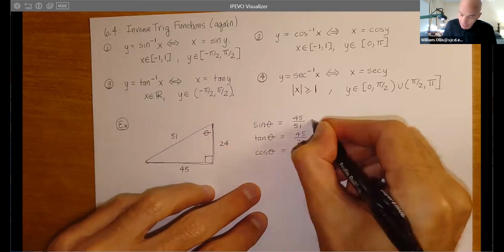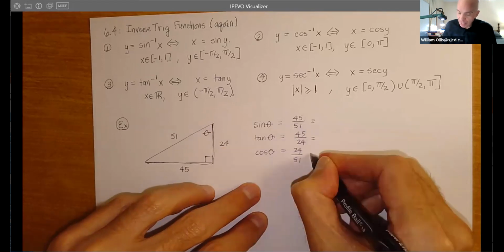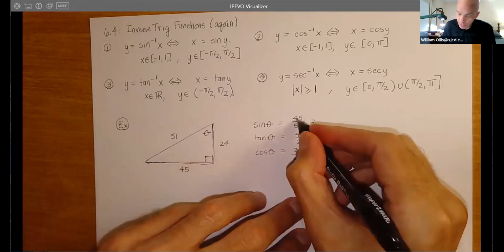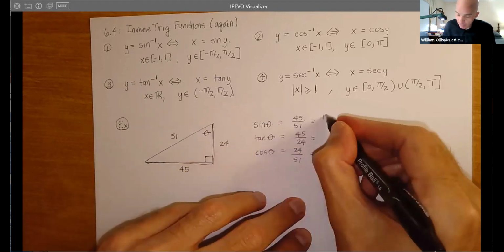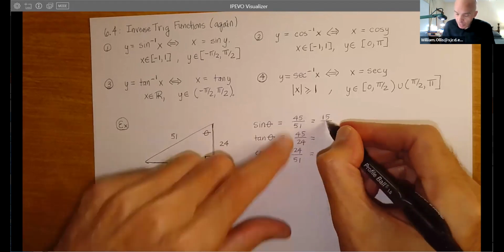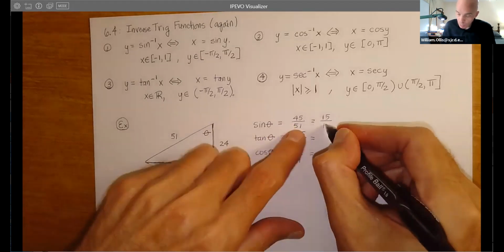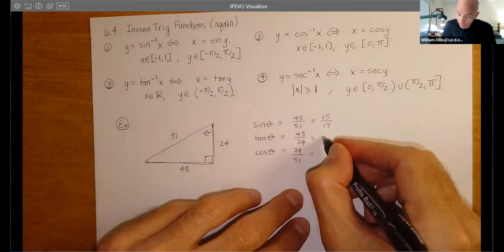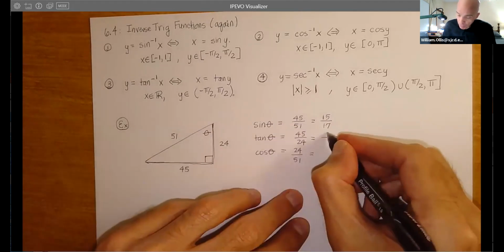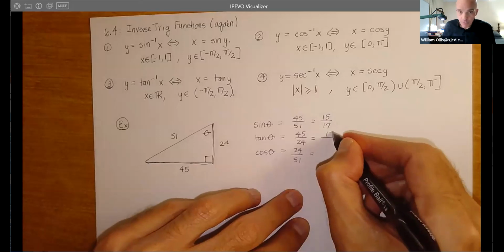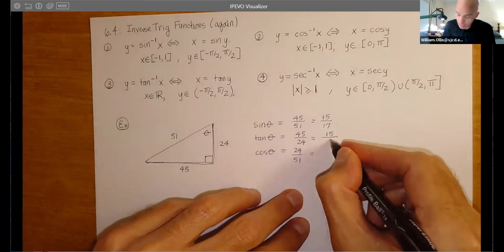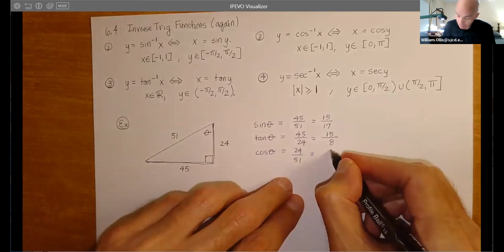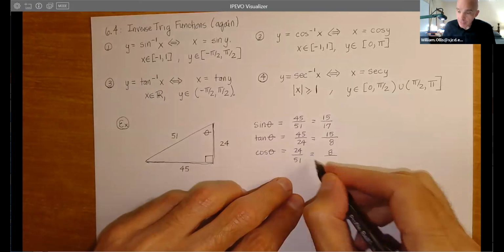Now, if we look at these, they can be reduced because they all have 3's in them. So 3 here, that'll give us a 1 and a 15, so that'll be a 5. And 3 here, that'll be a 1 and a 21, so we get a 7. Same thing here, divide by 3, we'll get a 15. Divide the 24 by 3, we get an 8. So again, these are relatively prime. And then here we get an 8 and a 17.